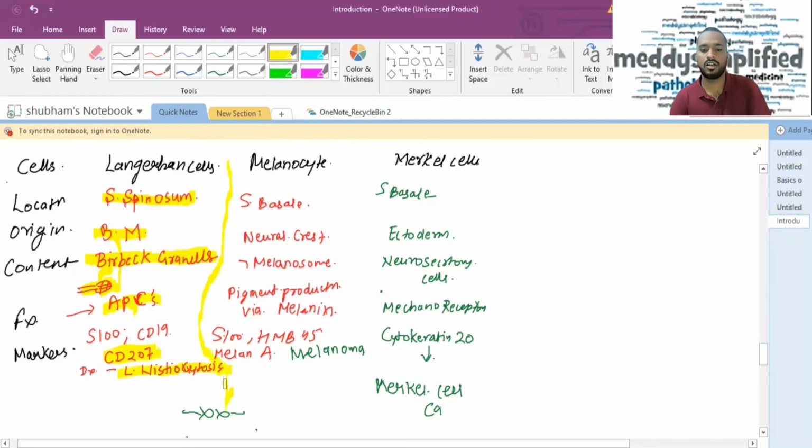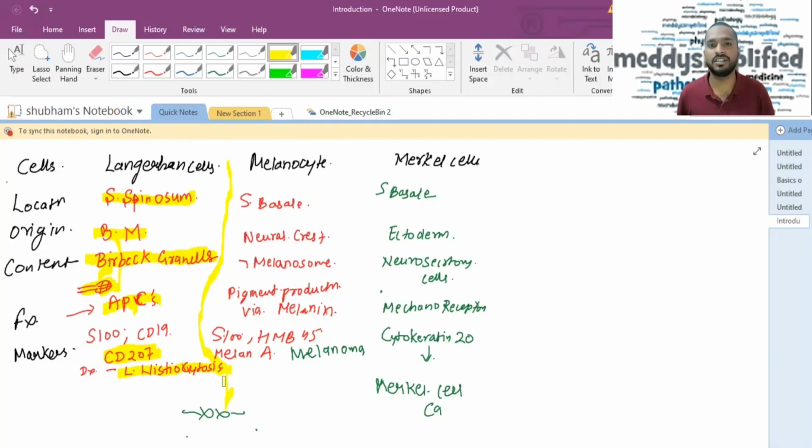So this was the importance of Langerhans cells, right? It is located at stratum spinosum, originates from the bone marrow. Content is Birbeck granule, which is a tennis racket shaped granule. Function is antigen presenting cell, and one important marker, CD207, helps in the diagnosis of Langerhans cell histiocytosis.